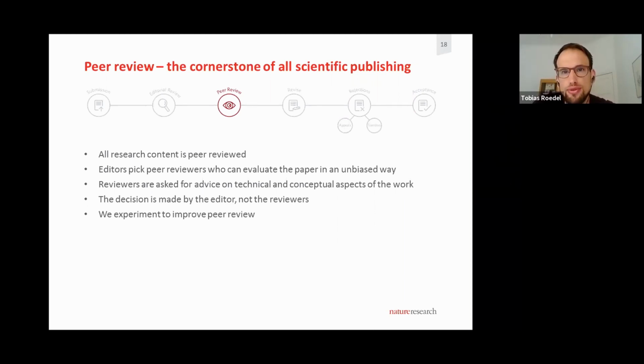It's the cornerstone of all scientific publishing. So many thanks at this point to all our peer reviewers. Without them we wouldn't exist. We try to pick the reviewers in an unbiased way. And as I already said, we don't just count votes. In the end, it's the editor who makes the decision. So we can overrule referees when it comes to the significance of the results, but not when it comes to the technical robustness of the work, because we're not the experts. In that regard, we never overrule referees.